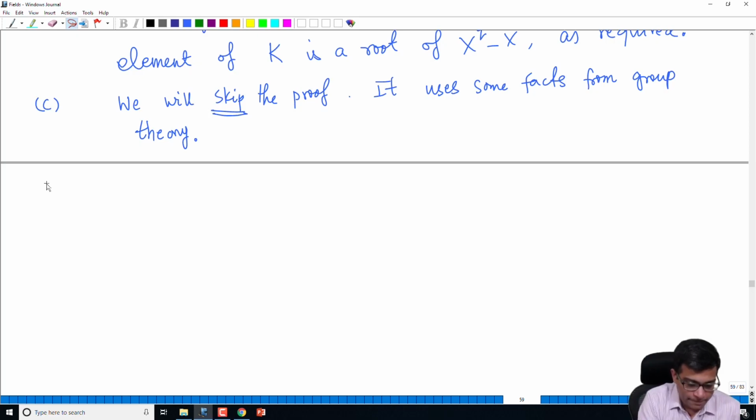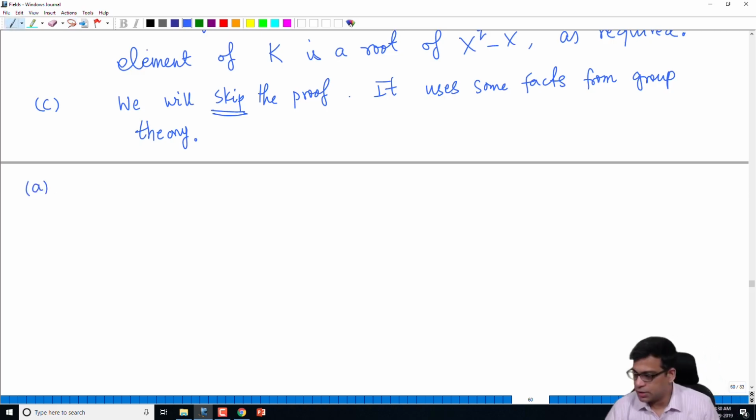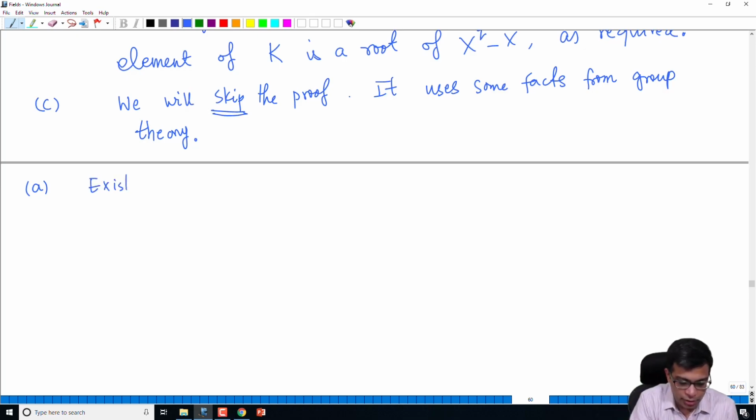So A, which is exactly the existence of a finite field. Existence, so I'll write it right here, existence of fields of order q.